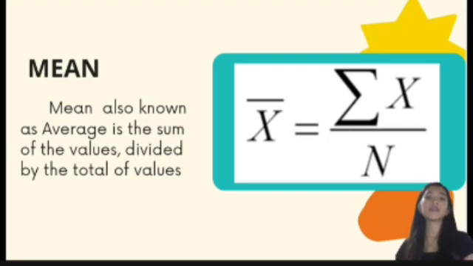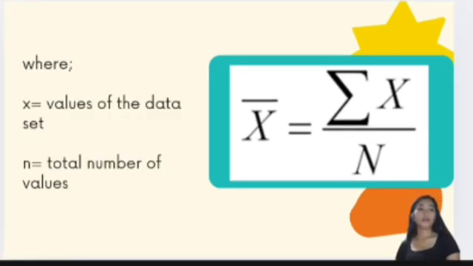We already arranged the data in ascending order, so let us define mean. Mean is also known as average. It is the sum of the values divided by the total number of values. So here is the formula: mean is equal to the summation of x over n, where x is the values of the data set and n is the total number of values.